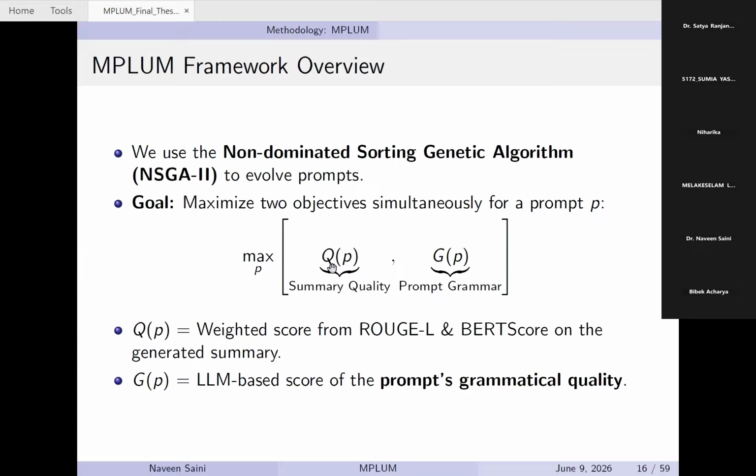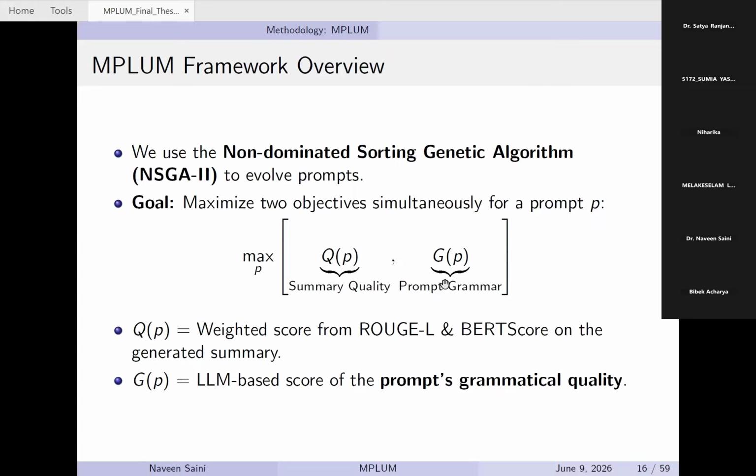Now how are we measuring the summary quality? For summary quality, we are using two different measures: Rouge L and BERT score. Rouge L measures the overlap of words between the generated summary, after providing the prompt, and the gold summary which is available with the dataset. BERT score measures the semantic score between the generated summary and the gold summary. So here we have used the weighted score from Rouge L and BERT score on the generated summary.